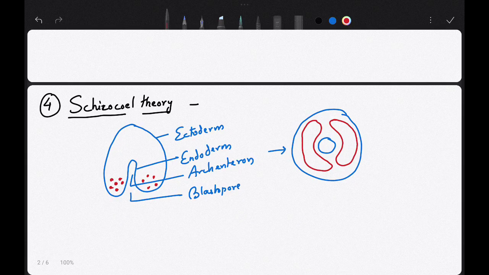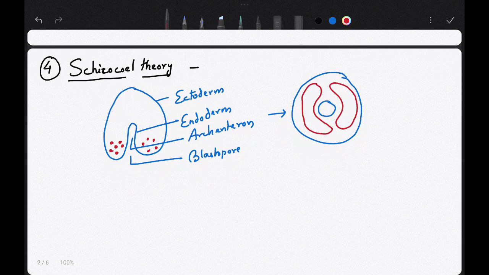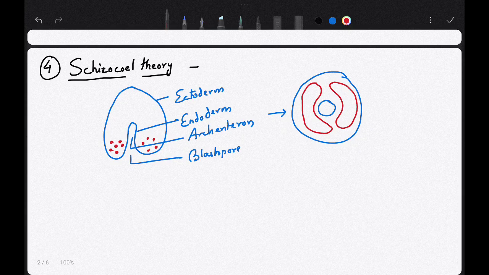Okay, understood? So these are all the theories, and questions can come from here. They ask you to write about the different theories of origin of coelom.